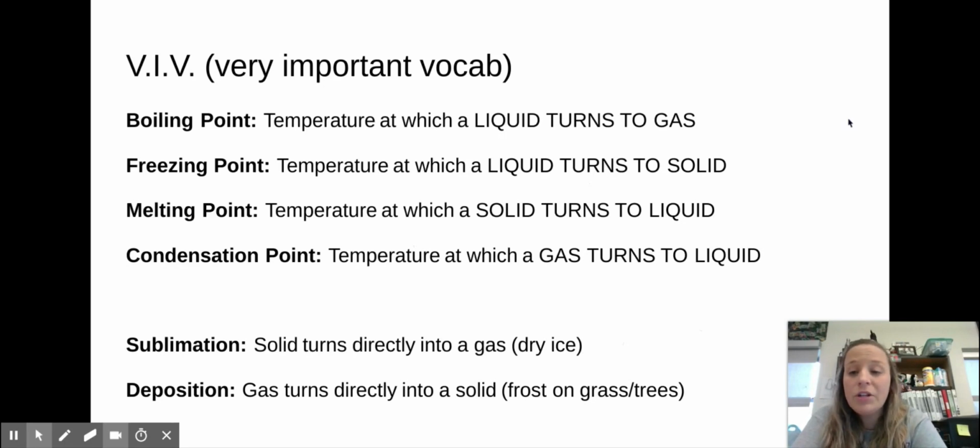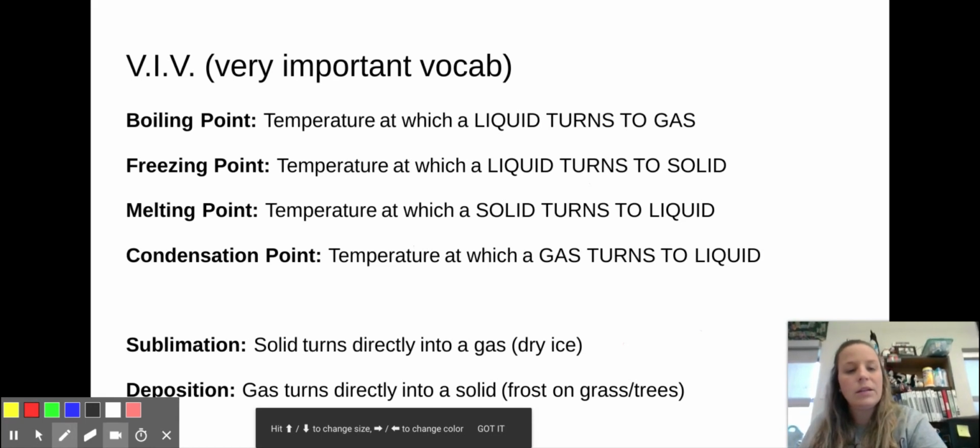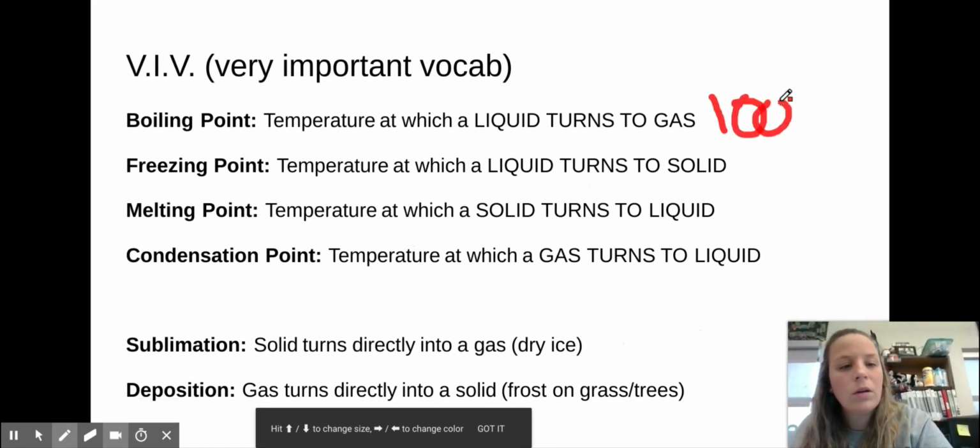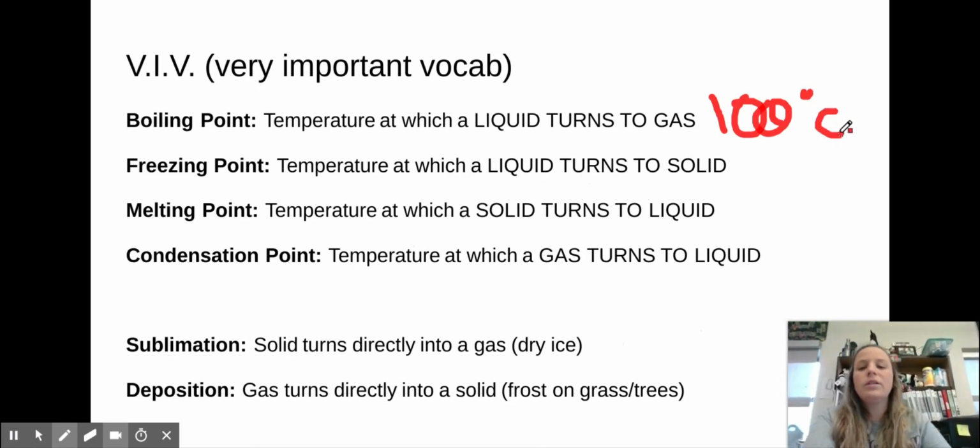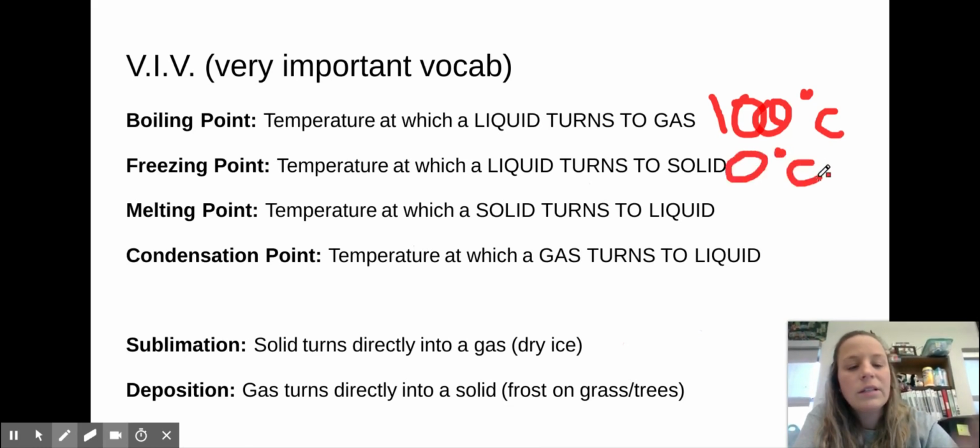The freezing point is the temperature at which a liquid turns to a solid. And for water, the freezing point is 0 degrees Celsius. And here, let's just put these up in case we're not listening very well. Okay, so the boiling point of water is 100 degrees Celsius. The freezing point of water is 0 degrees Celsius.